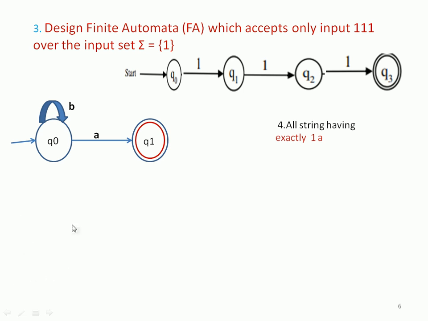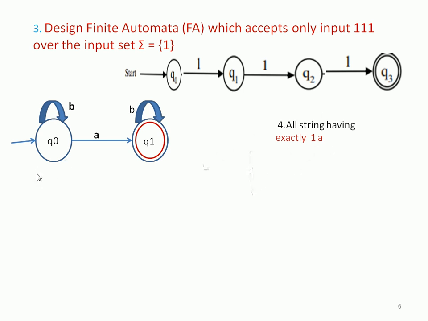Then when A is the input, it goes to the next state Q1, and when B is the input, it will remain in the same state, right? Remain in the same state. When you are in Q1 and the input is B, then it will remain in the same state.